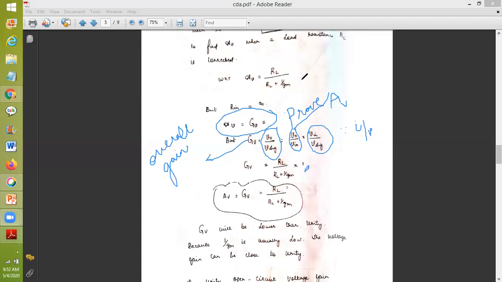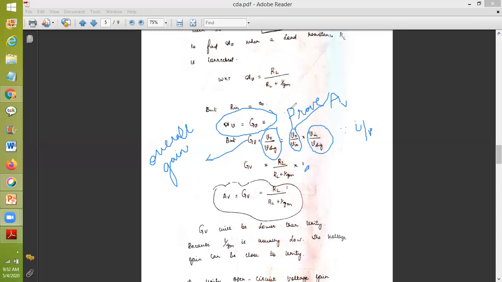So last class we were discussing about R naught. I told you how to find R naught. Short circuit the input voltage source, open circuit the current source, view the circuitry before RL. So if you view the circuitry before RL, you can find 1 by Gm. The next step is to find the overall gain Gv, which is also equal to AV.